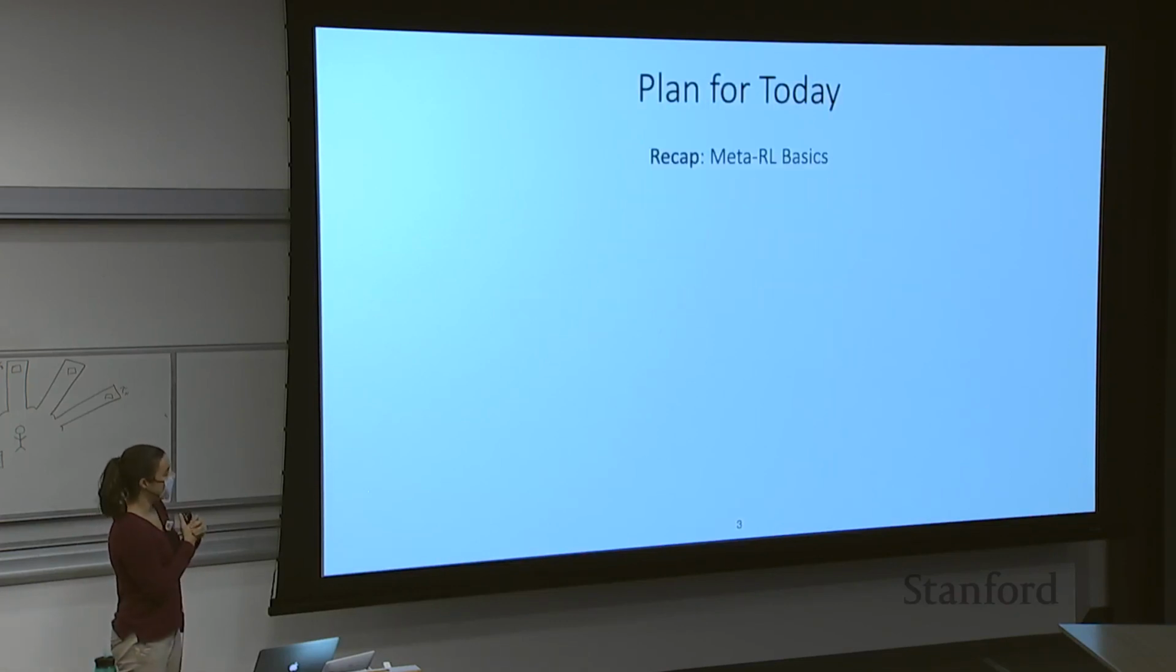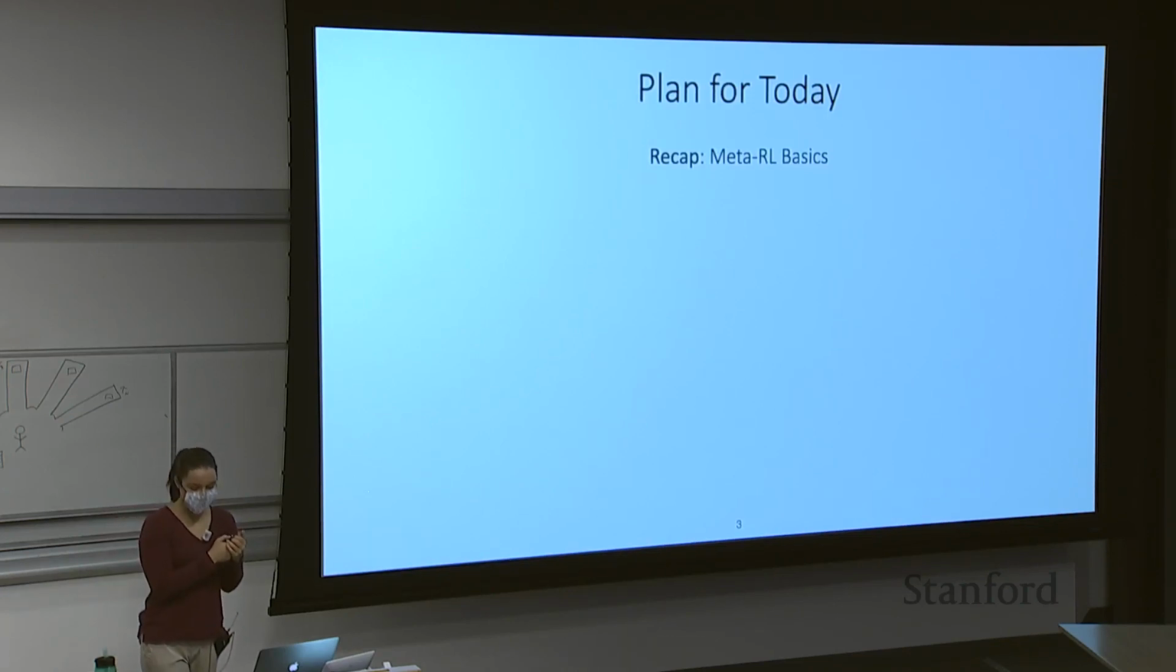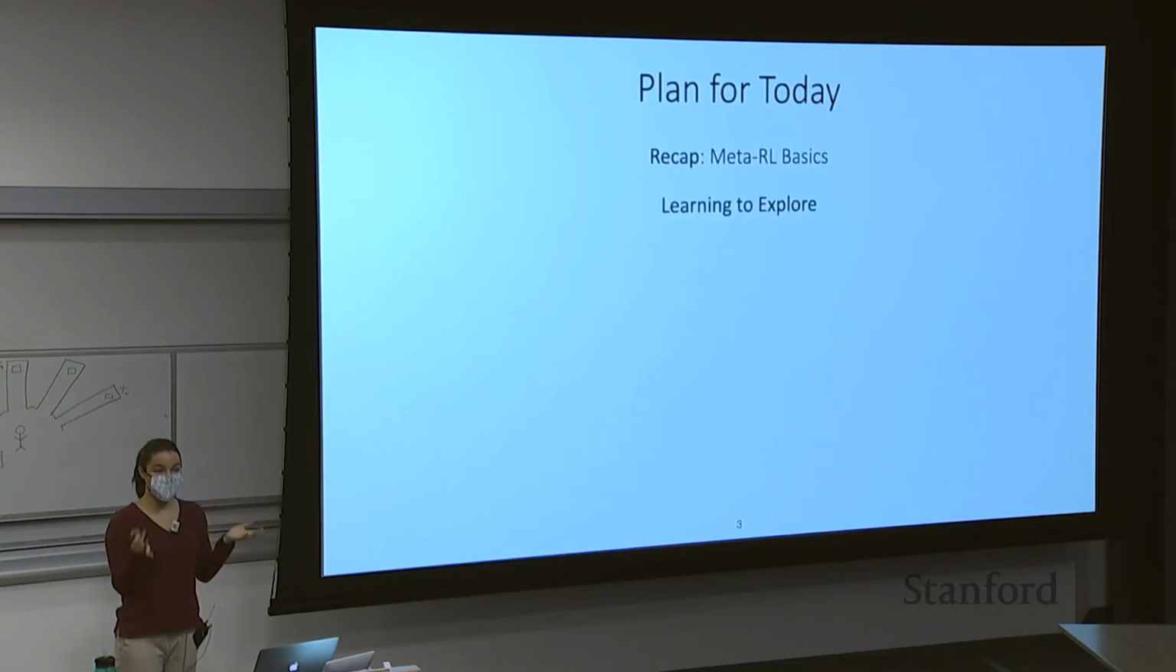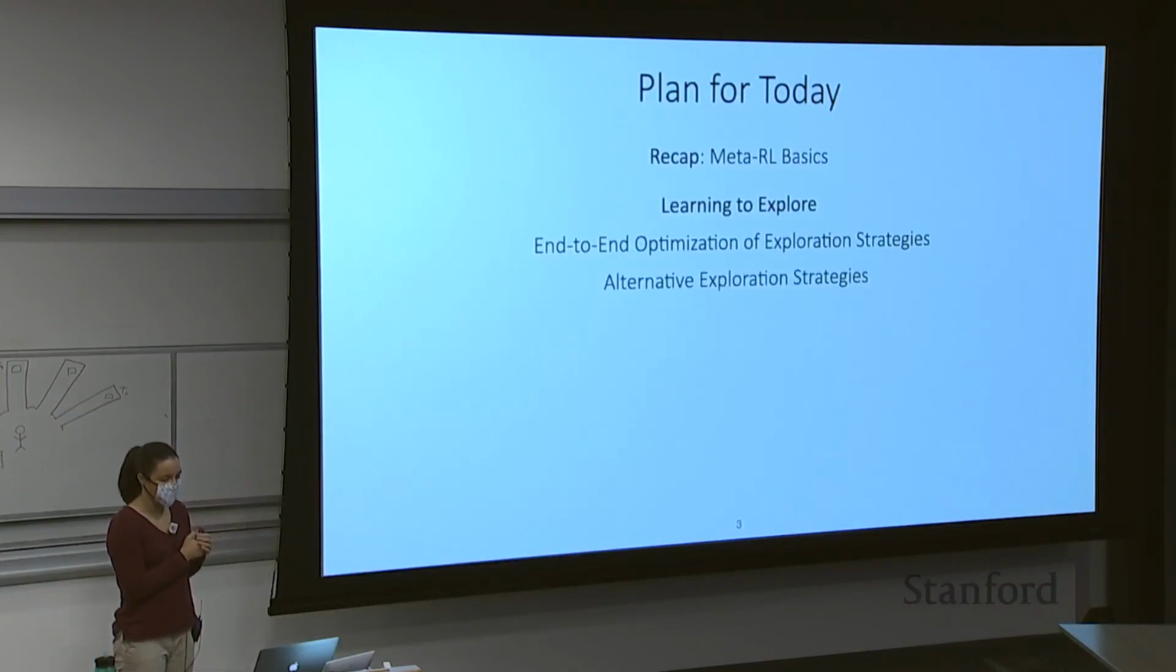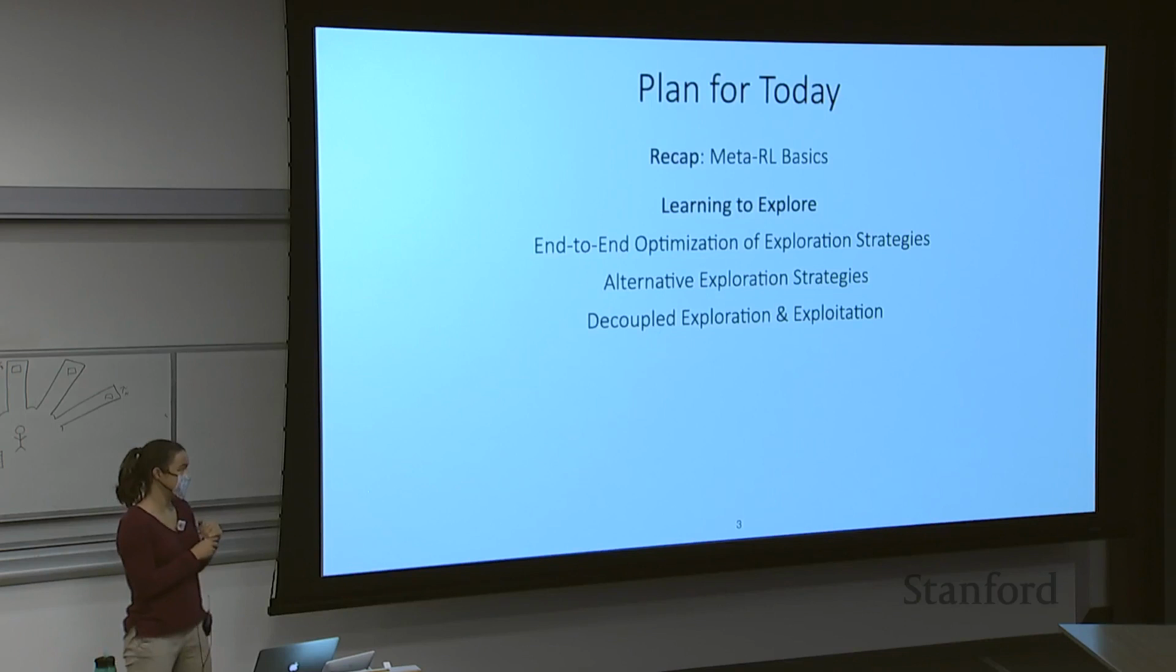So for today, we're going to recap quickly Monday's lecture on the basics of meta-RL. Then we're going to talk a lot about learning how to explore. This will be first just talking about end-to-end optimization of exploration strategies, and then talking about some alternative strategies that address some of the shortcomings of end-to-end optimization, and then talking about an approach that tries to get kind of the best of both worlds.